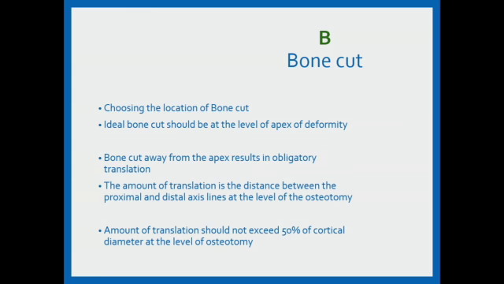So then you have to choose the bone cut. Now, the ideal situation would be where the bone cut is right at the apex of the deformity, so you get a maximal correction without a significant amount of translation. However, this is not feasible in most cases, especially if you look at this example of ours.